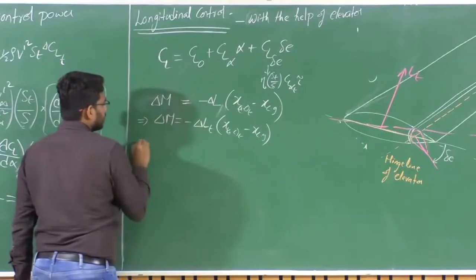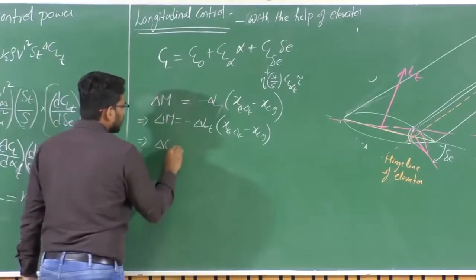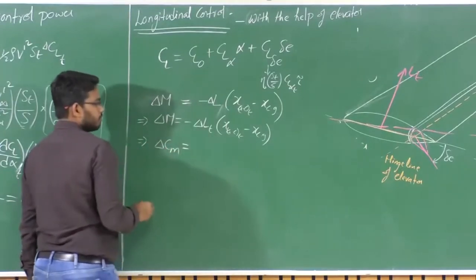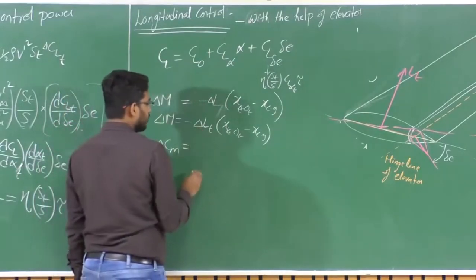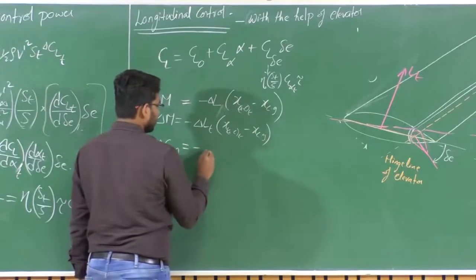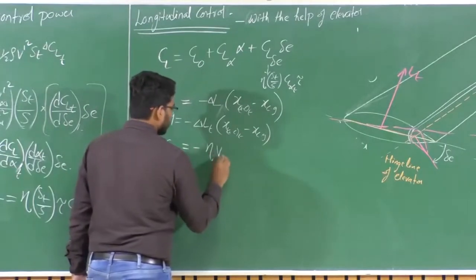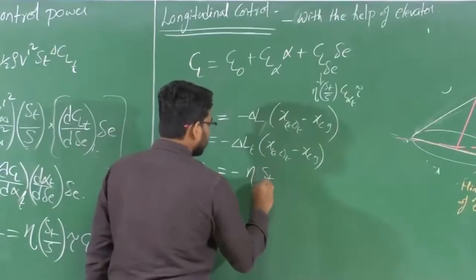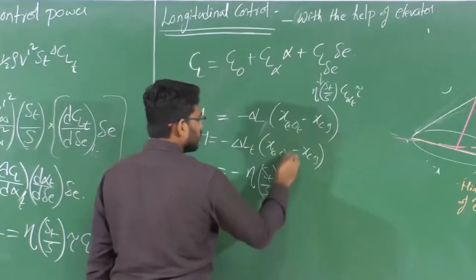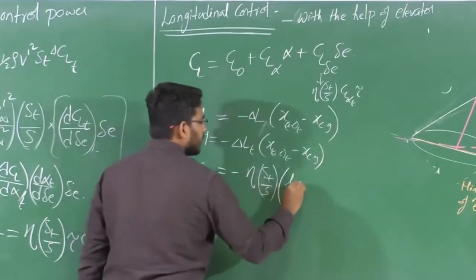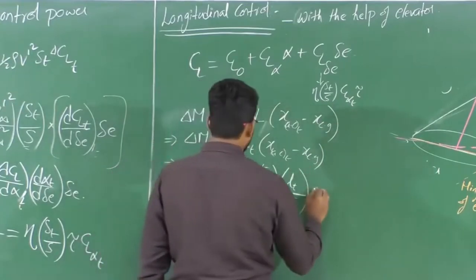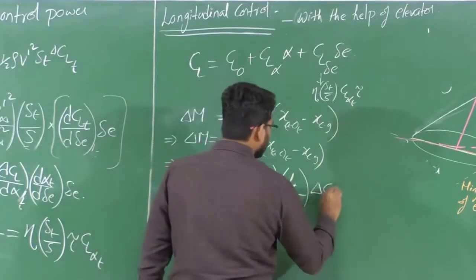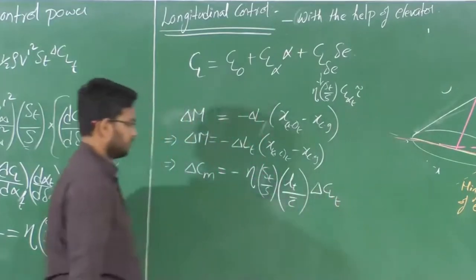So, this implies delta CM, a change in the pitching moment of the total aircraft because of the elevator deflection, is due to the change in the lift at the tail because of the elevator deflection, which is equal to eta ST upon S times L of T, the length of tail, upon C bar times the change in the lift coefficient at the tail.